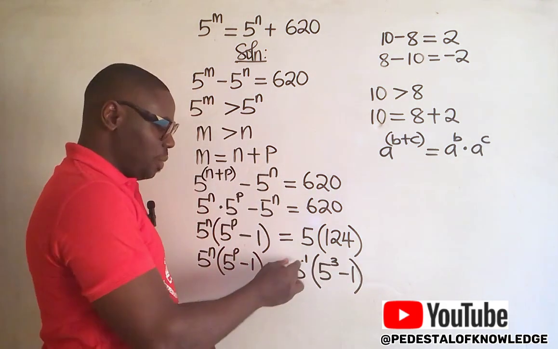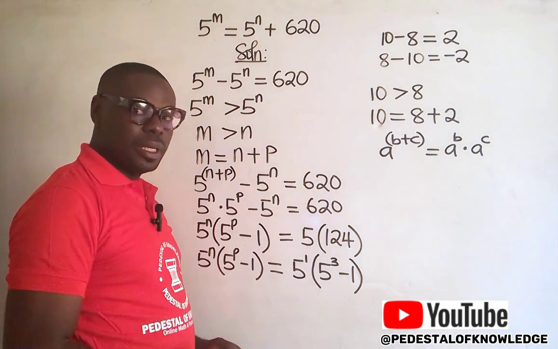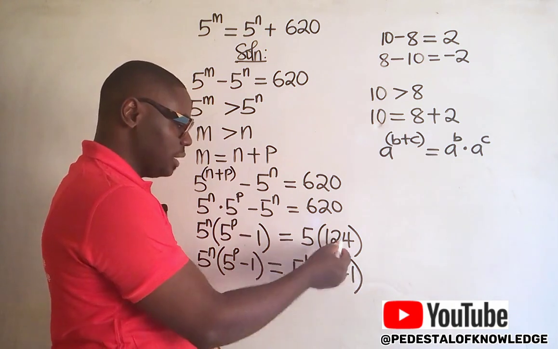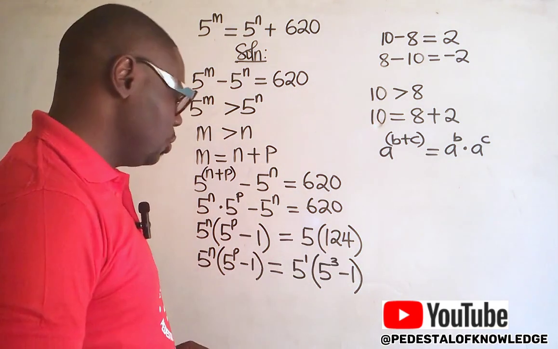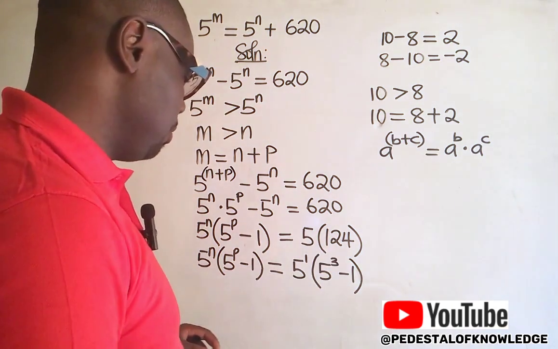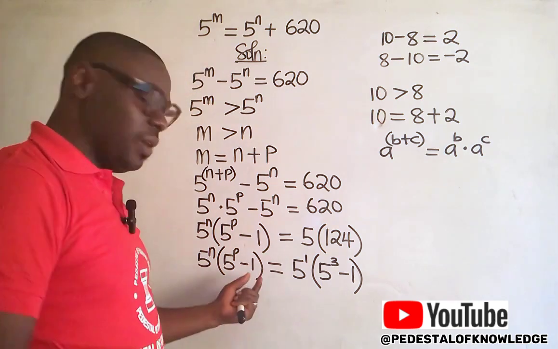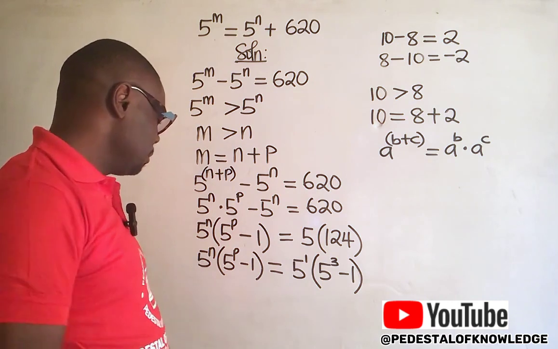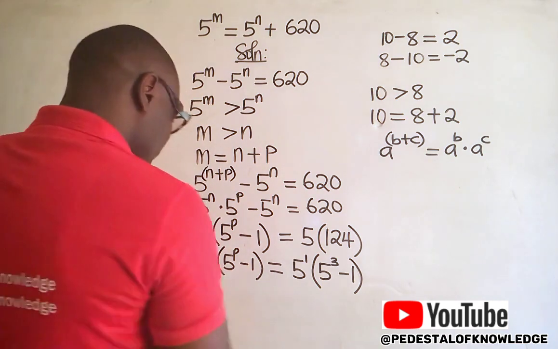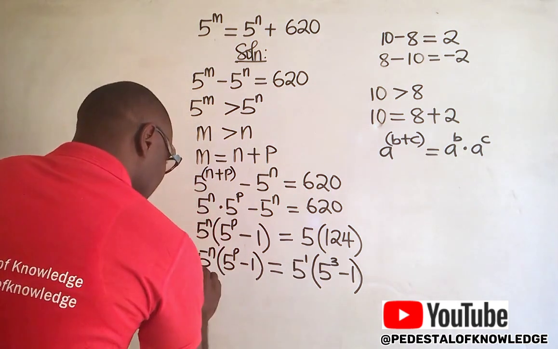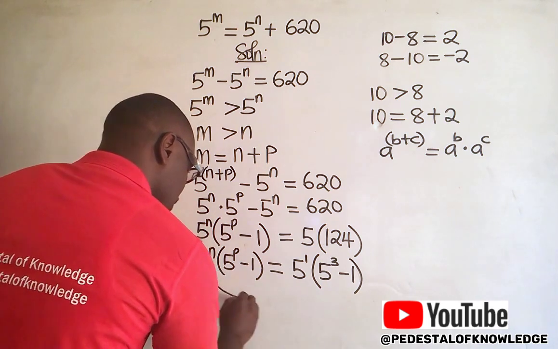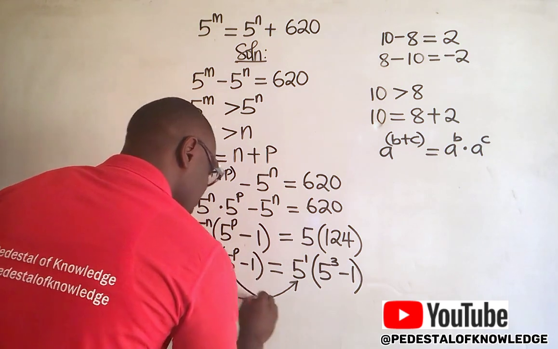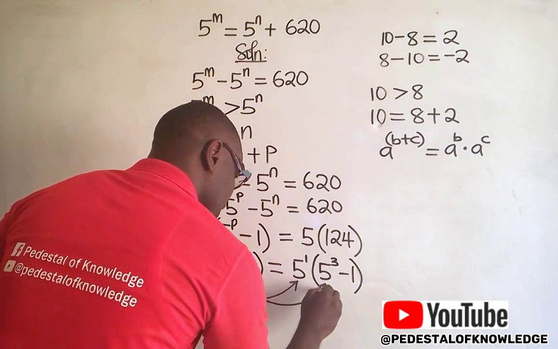Because 5 raised to power 1 is the same thing as 5, and 5 raised to power 3 is 125. 125 minus 1 is 124. All we want to do is to establish a relationship in which the variables on the left-hand side can be correlated with those on the right-hand side. So in this case, it means that 5 raised to power n is equal to 5 raised to power 1, and 5 raised to power p is equal to 5 raised to power 3.